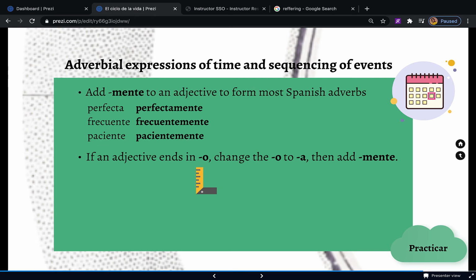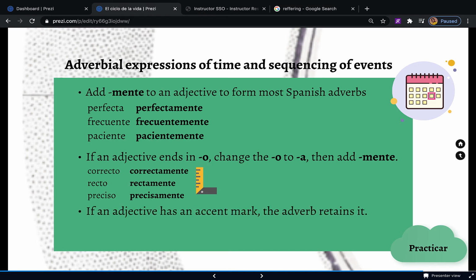Remember, if an adjective ends in O, then change the O to A, then add mente. Correcto. We have correcto, recto, and preciso. All these adjectives end in O. So you know what to do. Get those O's out of the way and put an A and add mente. Correctamente, rectamente, precisamente.